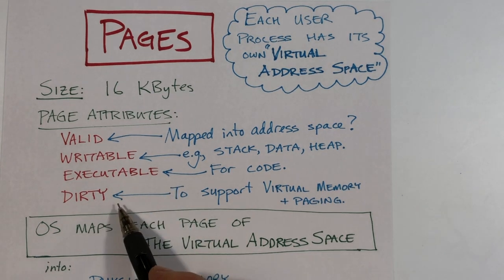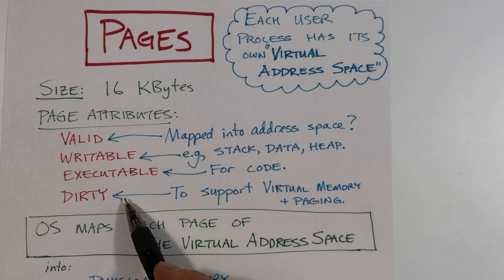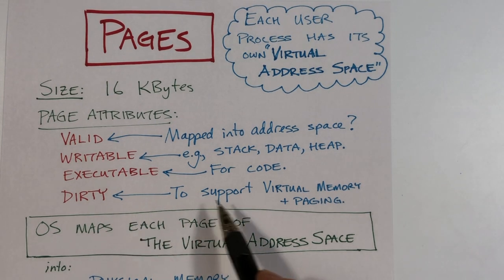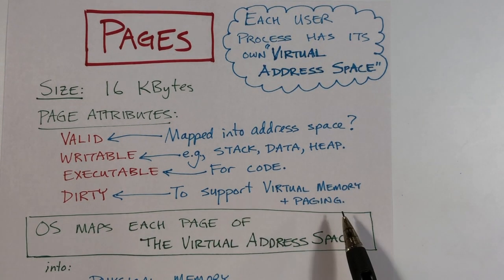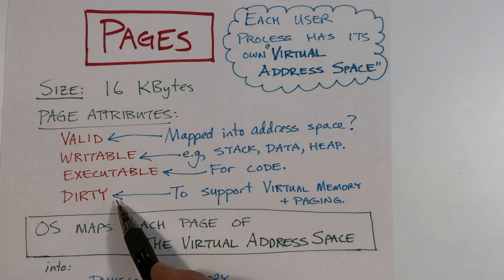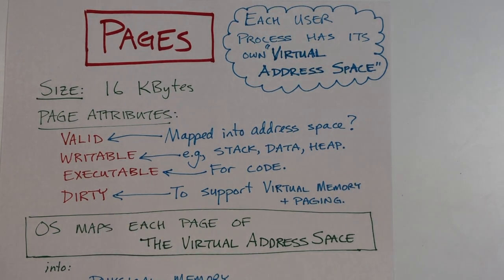And we also have a dirty flag, so a page could be marked dirty once it's been updated. And this is not really seen by the user mode program, but it's necessary in order to support virtual memory and paging. The operating system has to write the page out to non-volatile storage if it's been updated, and so the dirty bit will tell whether that page has been written to, and the operating system therefore can write the page out to non-volatile memory if and only if it's been updated.